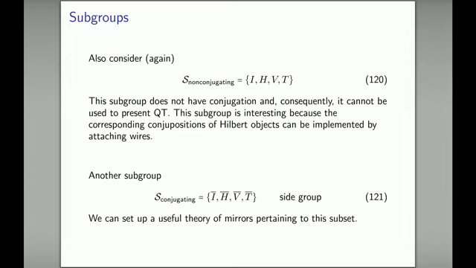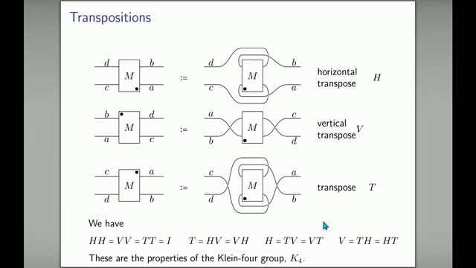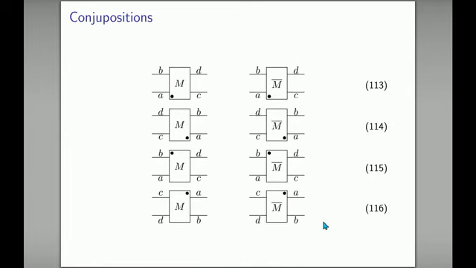So these are the non-conjugating elements. Since it doesn't have conjugation, you can't use it to present quantum theory. This group is interesting because when you don't have conjugation, you can perform the corresponding transformations on the objects that you consider just by attaching wires. You saw that already, actually, a few slides earlier. By attaching wires, you can do these non-conjugating transformations, but you can't get the conjugating transformations simply by attaching wires.